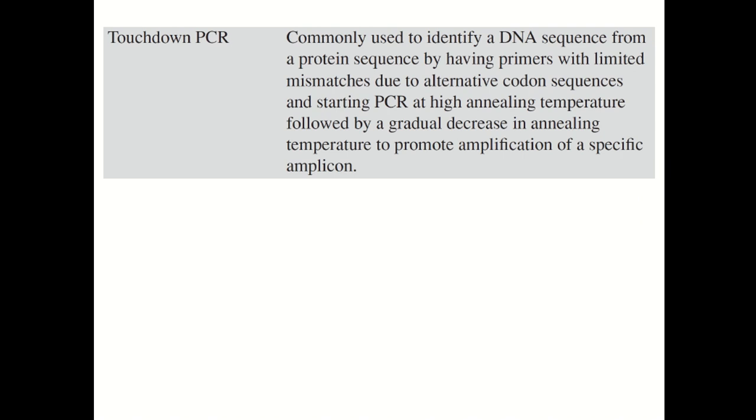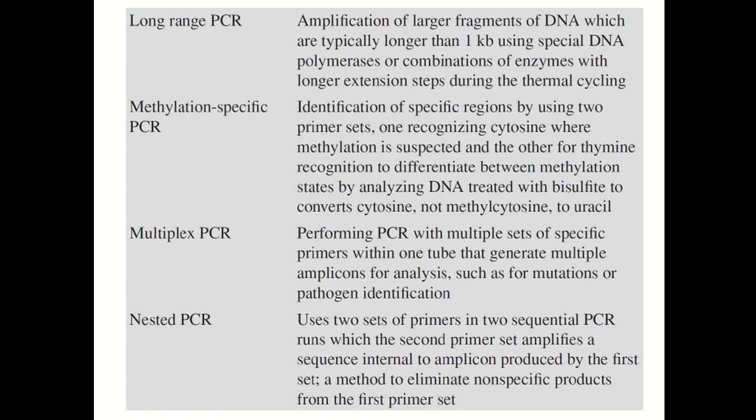Touchdown PCR is commonly used to identify the DNA sequence from a protein sequence by having primers with limited mismatches due to alternative codon sequence, starting the PCR at a high annealing temperature followed by a gradual decrease in annealing temperature to promote amplification of the specific amplicon. Long range PCR is amplification of larger fragments of DNA, usually longer than 1 kb, using special DNA polymerases or a combination of enzymes with longer extension steps during the thermal cycling.